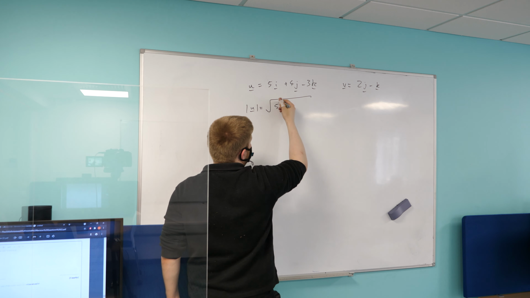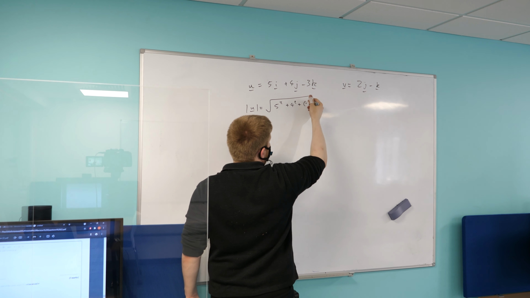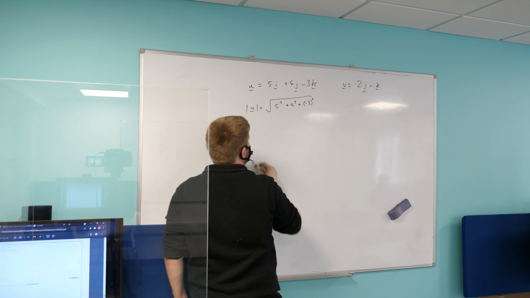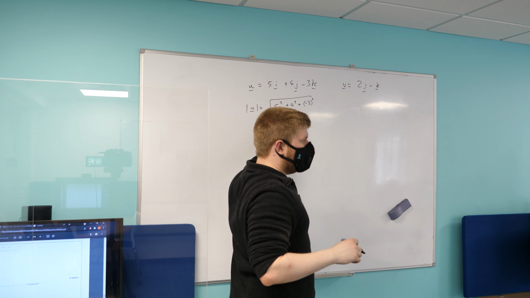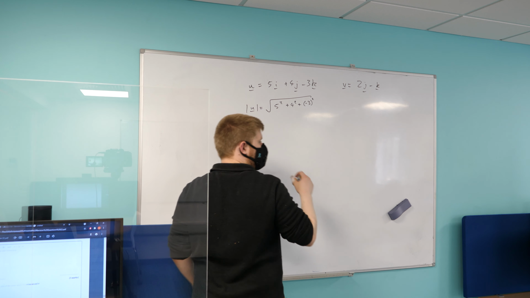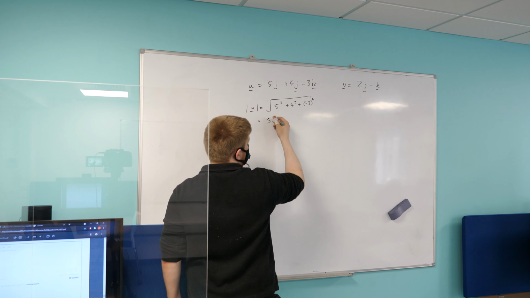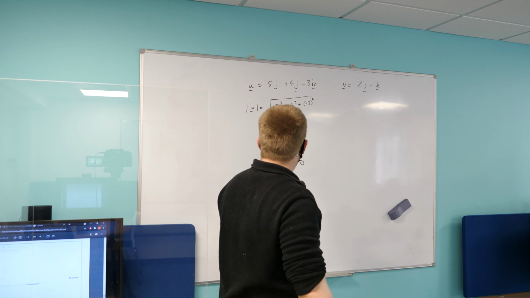5 squared plus 4 squared plus 3 squared. Negative 3 squared or 3 squared is the same thing. Okay, so that's going to be 25 plus 16, that's 41, plus 9. Is that square root 50? Yeah, or 5 root 2 if you wanted to cancel it down, because square root of 25 is 5, so 5 root 2. Okay, so that's the magnitude.